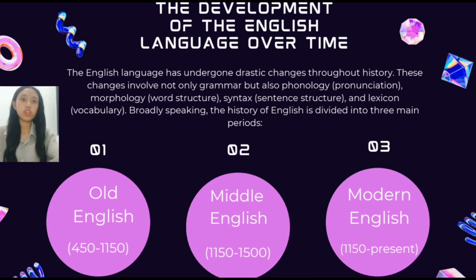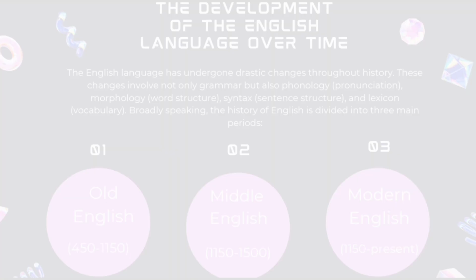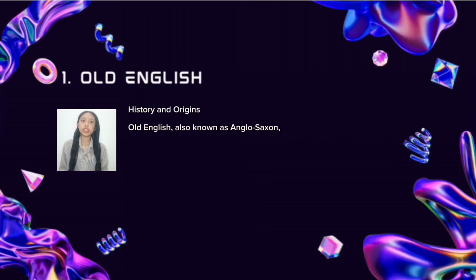The first is Old English, 450 to 1150. The second is Middle English, 1150 to 1500. The third is Modern English, 1500 till now. Let's explore each of these periods in great detail.